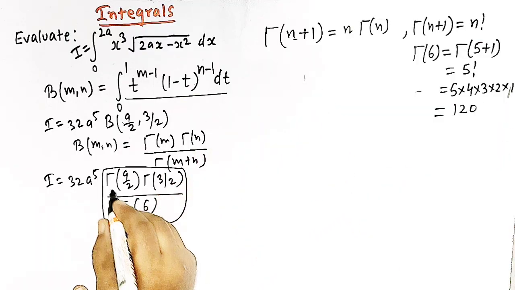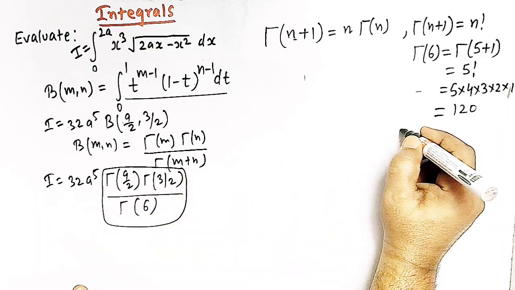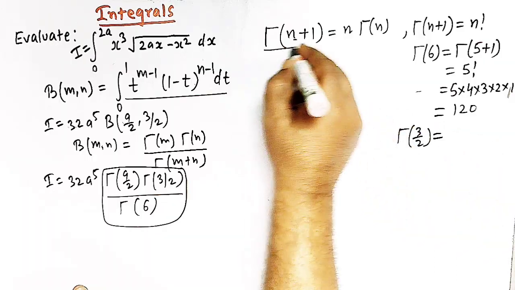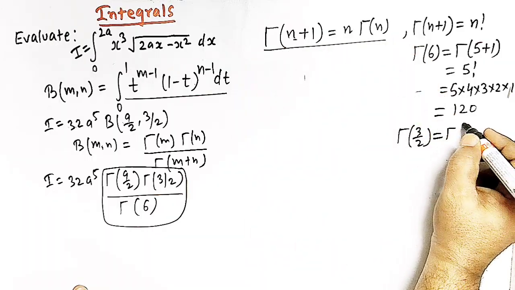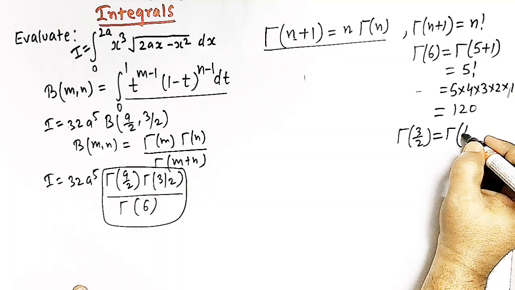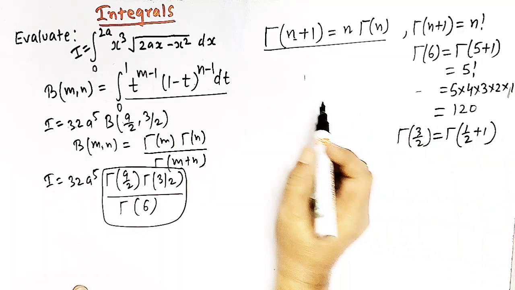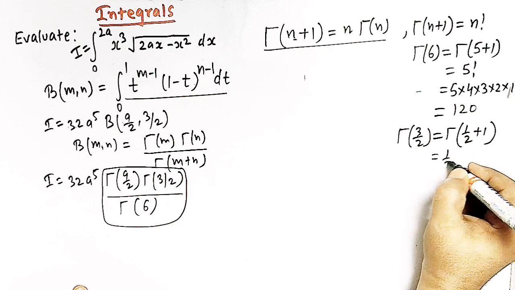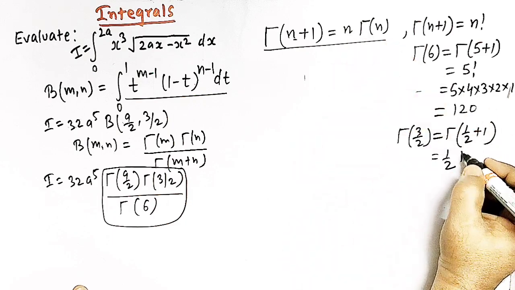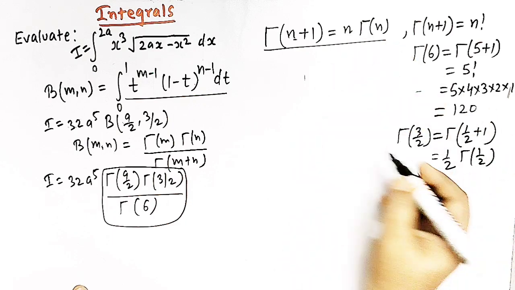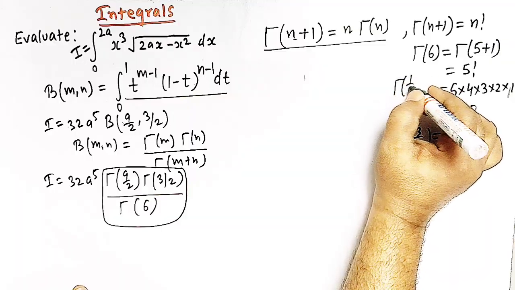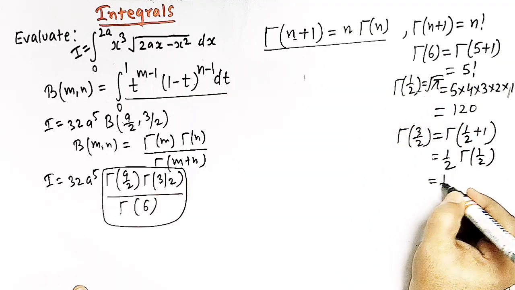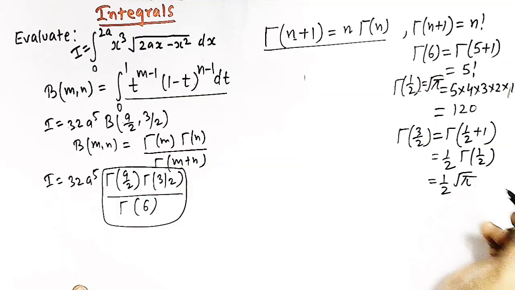And here to get the value of gamma 3 over 2, we can use this relation. So we can now write gamma 3 over 2 as half plus 1. So now the value of n is half, so we have half times gamma half, and the value of gamma half is equal to square root of pi. So we have half times square root of pi.